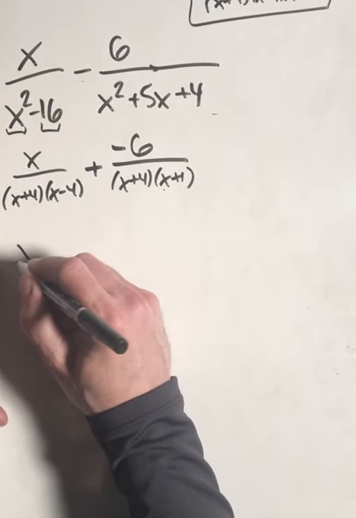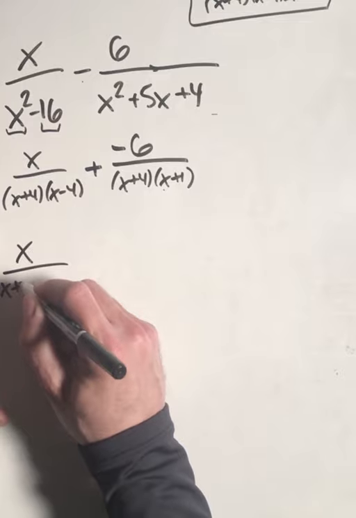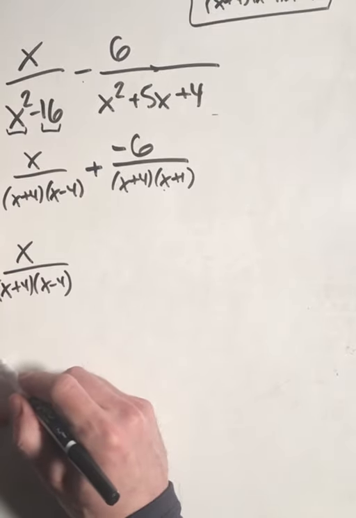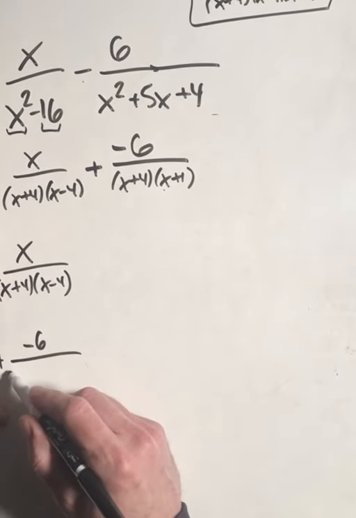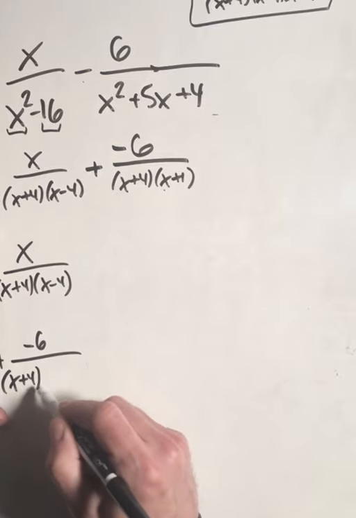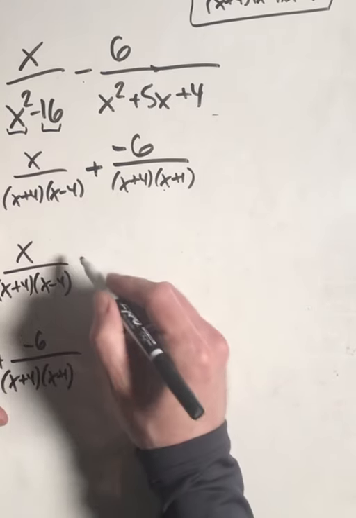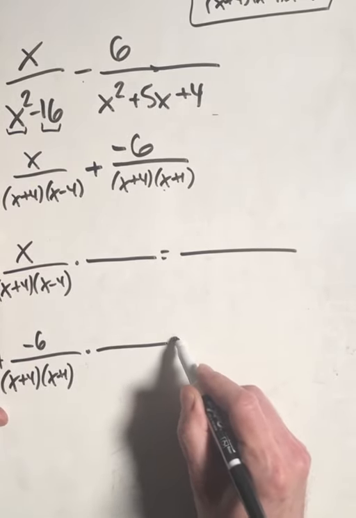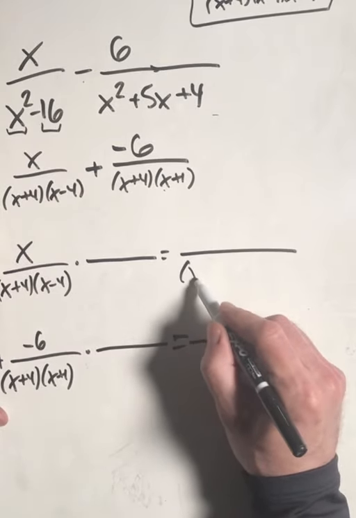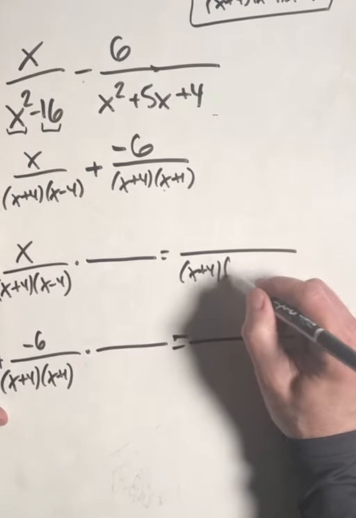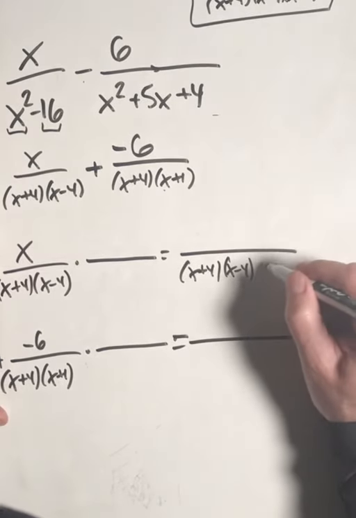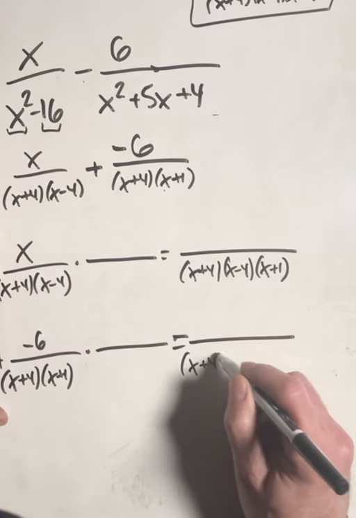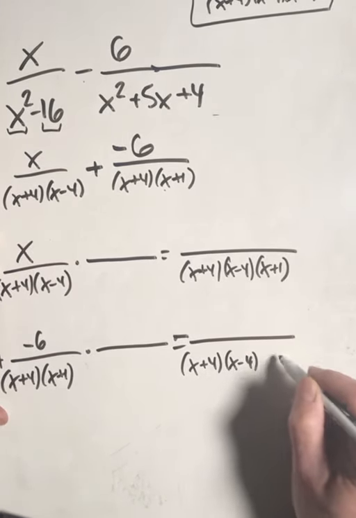So I'm going to rewrite it vertically again. I have x over x plus 4 times x minus 4, and I am adding to it negative 6 over x plus 4 times x plus 1. And I'm going to be multiplying each of these by a fraction to get me another fraction with my common denominator. We said the common denominator is x plus 4 times x minus 4 times x plus 1. And that is the case for both of these, so I'm writing it in first.